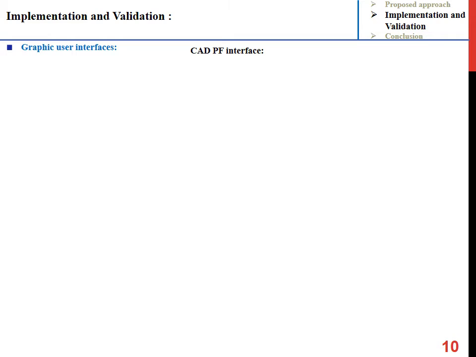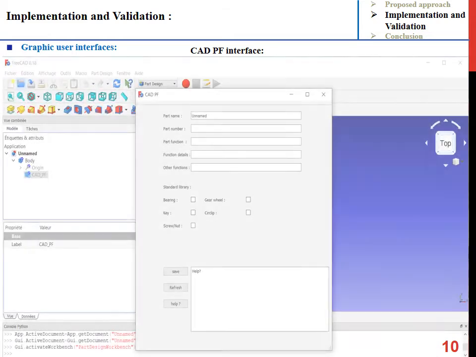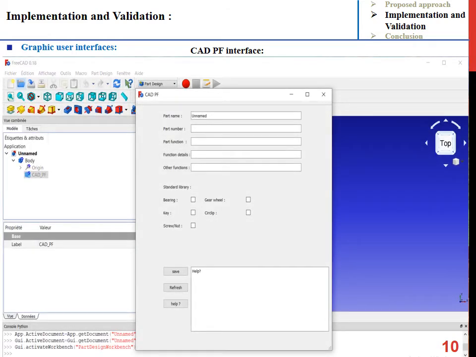The idea is realized correctly, and these are the graphic user interfaces. First, the CAD-PF interface is integrated in the part design module, and it's composed of the part name, number, function, and standard library. It imports the data introduced by the user and adds them to the part properties.